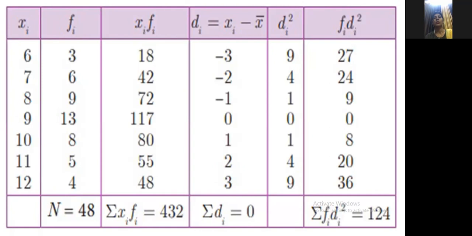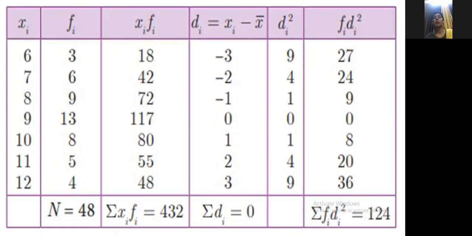This is the table for this question. Here our first column is the data given, the second column is the frequency given, and in the third column we find the multiplication of the data set with the frequencies. So here you will have the column xi into fi. That is, we start multiplying these values. 6 into 3, 18, 7 into 6, 42, 8 into 9, 72, 9 into 13, 117, and so on. All these values will be multiplied accordingly.